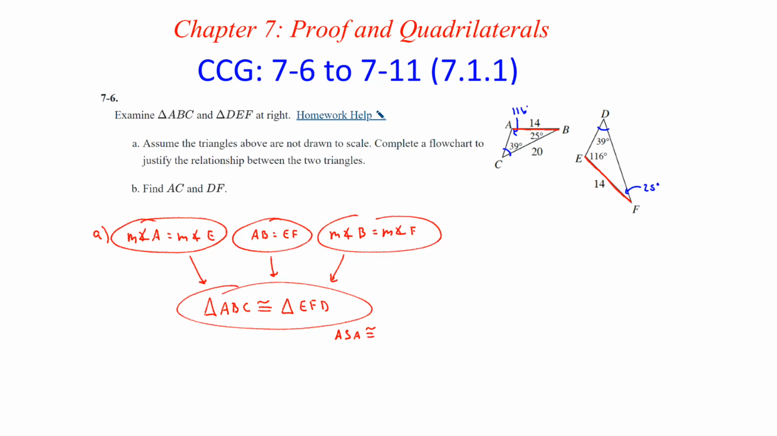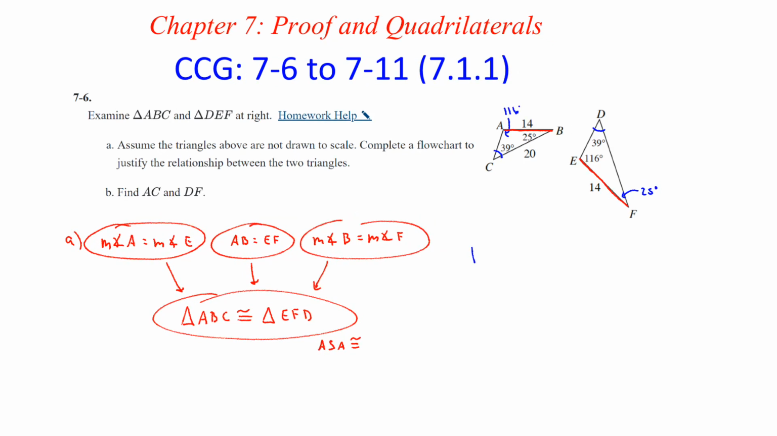You could have also done angle angle side congruency, so that's another possibility. I would have to change my flow chart a little bit to make sure I picked a side that was not included, but that could have been something you also chose to do. So that's not the only way we could have done the flow chart.